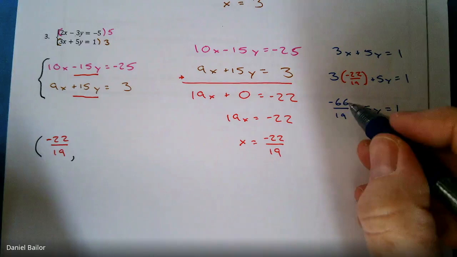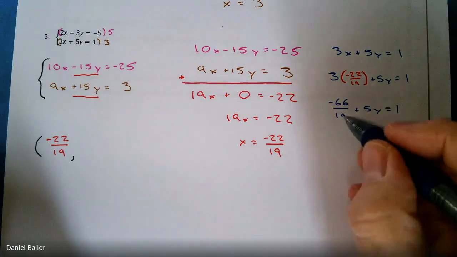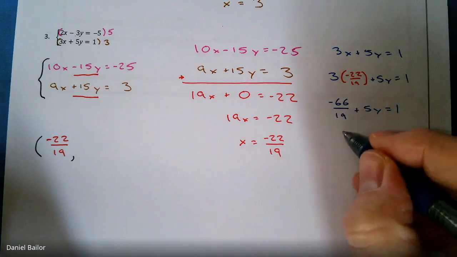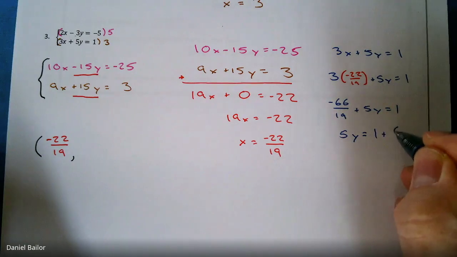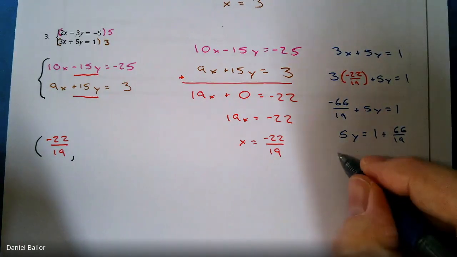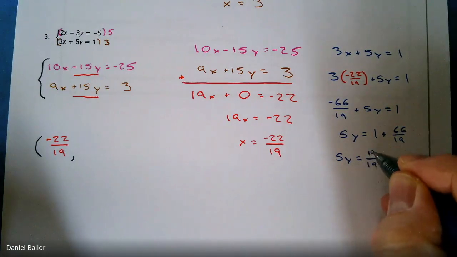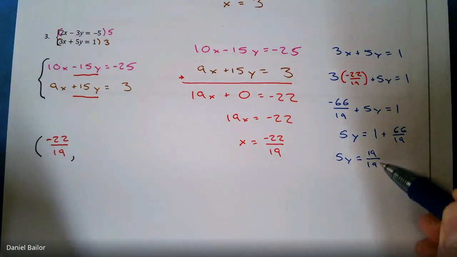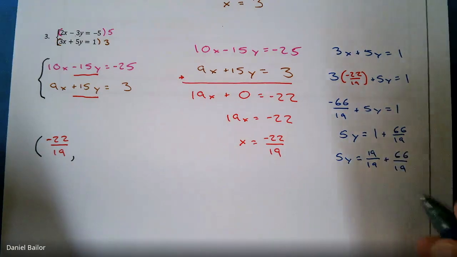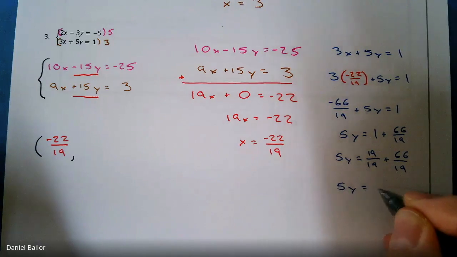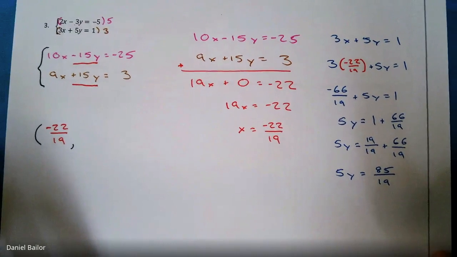So now I have to use the addition property of equality to make the 66/19ths go away. I add 66/19ths, that gives me just 5y on the left side. And I have to do 1 plus 66/19ths, which, because it's a fraction, I need the denominators to match, but I just do 19 over 19 because 19 divided by 19 is 1, plus the 66 over 19. So I get 5y equals 85 over 19.